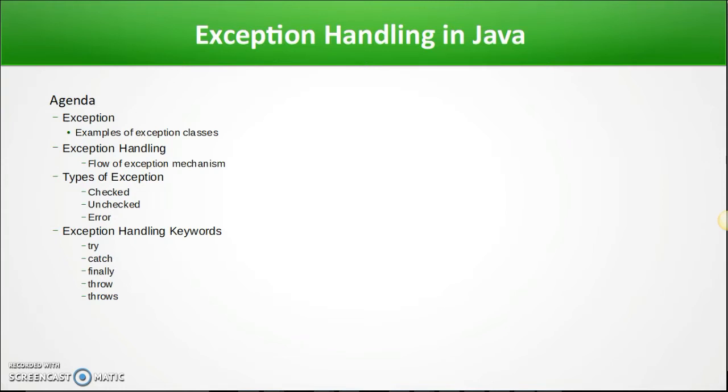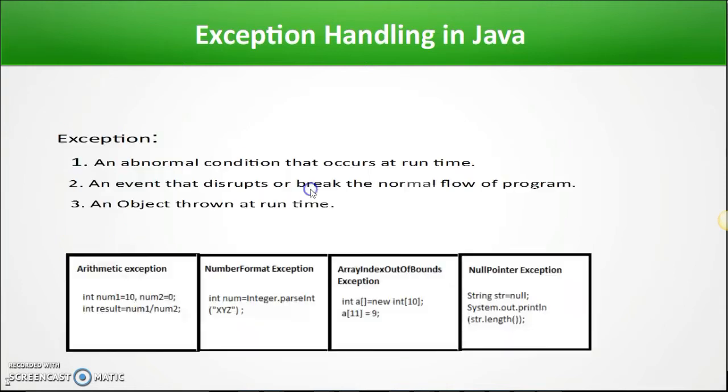Later on we will discuss the exception handling keywords. Exception handling is required to maintain the normal flow of the application, and we have a few keywords through which we can handle our exceptions: try, catch, finally, throw, and throws. These keywords are basically used to handle the exceptions.